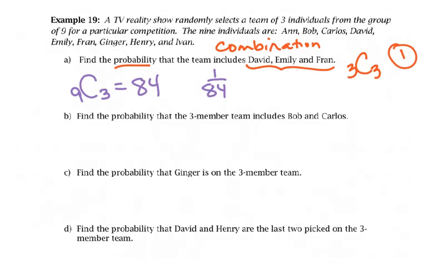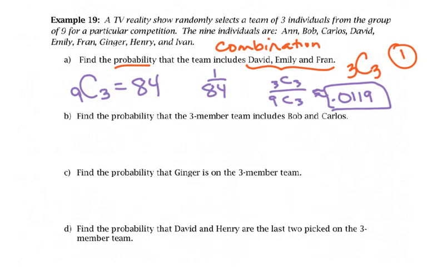That's my probability. So we can say 3C3 over 9C3, and that comes out to be about 0.0119. It's not a very good chance that that's what my team is going to look like if you're just randomly selecting. You might get 1 or 2 of those people, but it's a pretty unlikely situation where you'd get all 3 of those. Okay, the second part of it says find the probability that the 3-member team includes Bob and Carlos. So we don't really care who the third person is, but we want those 2.